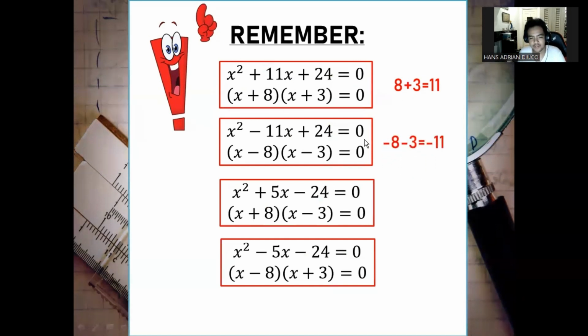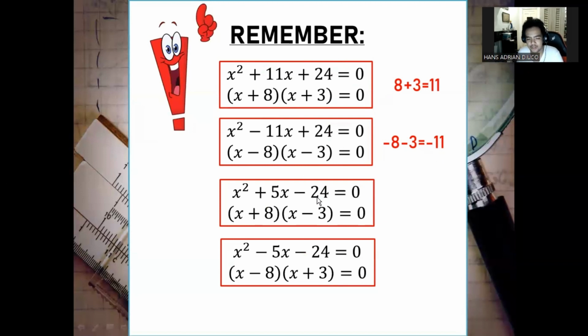Same with the second one. They're both negative in the bottom because of perfect square trinomial rules, the middle term is the only negative one. So -8, -3, -11. Same thing as perfect square trinomial. So keep that in mind.